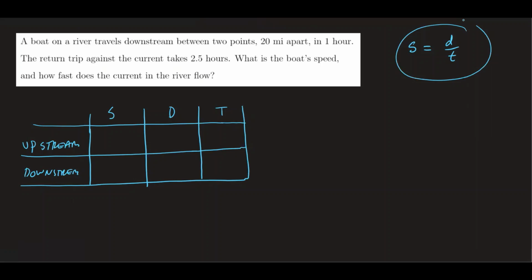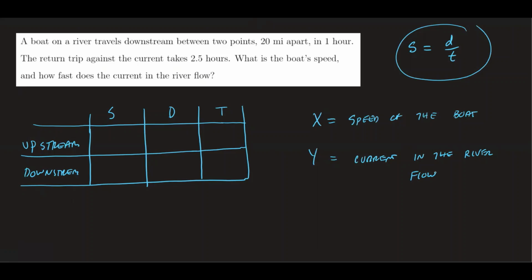So let's introduce variables. We're going to use x and y. Let x be equal to the speed of the boat. And then we're going to use y to stand for the speed of the river, or you can say the current in the river, the speed of the river flow. Okay, so those are the variables.